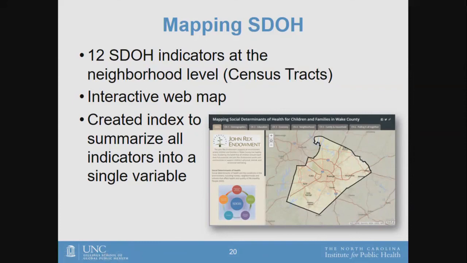And finally, we created an index to summarize all of the indicators into a single variable. So this was important because it allows you to hone in on specific areas that have the highest disparities, but it also gives you that summary overview for all the social determinants. And I'm going to go into that in more detail as well at the end.